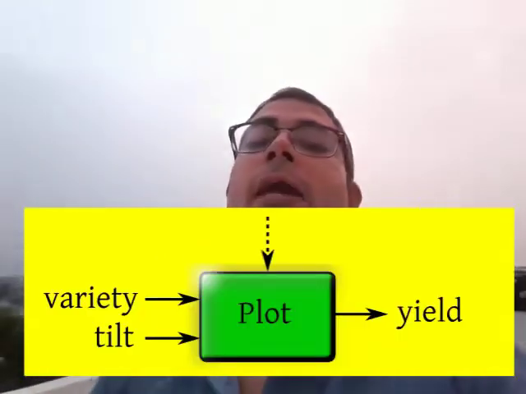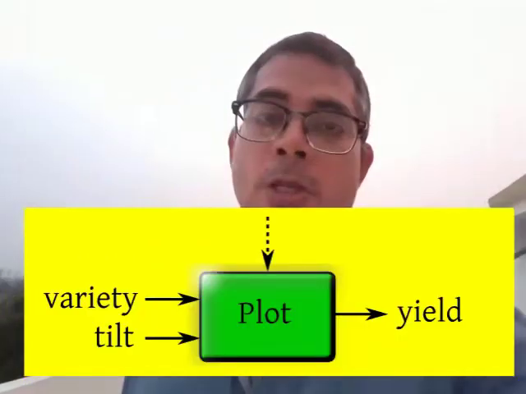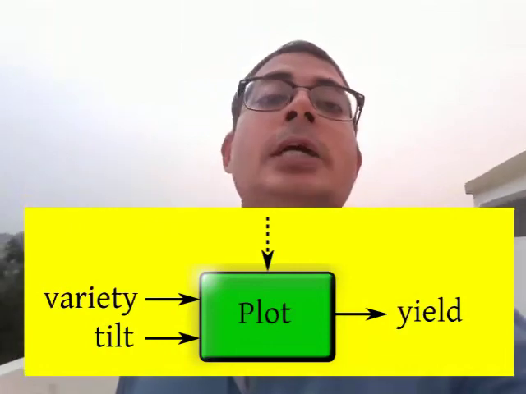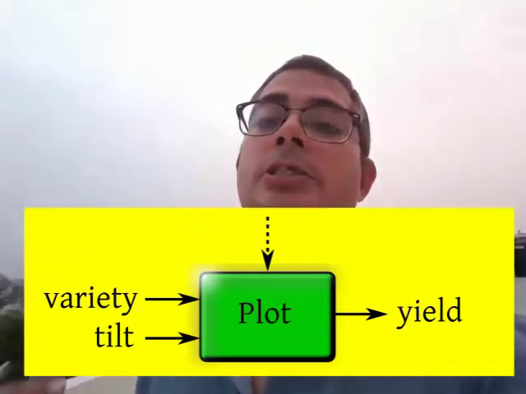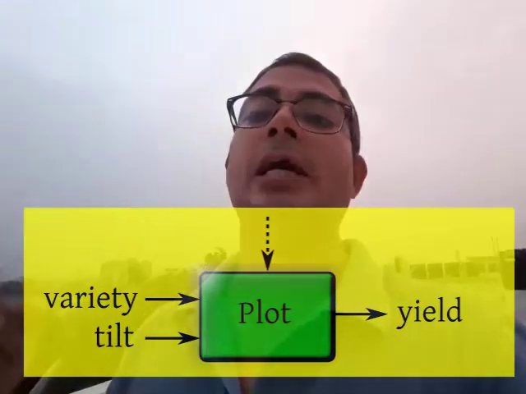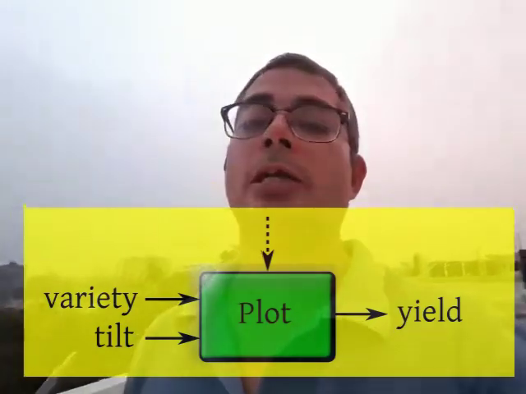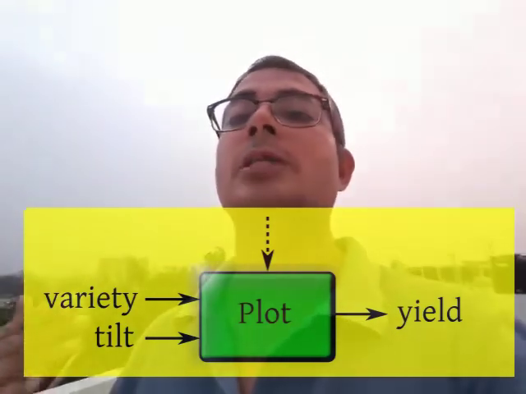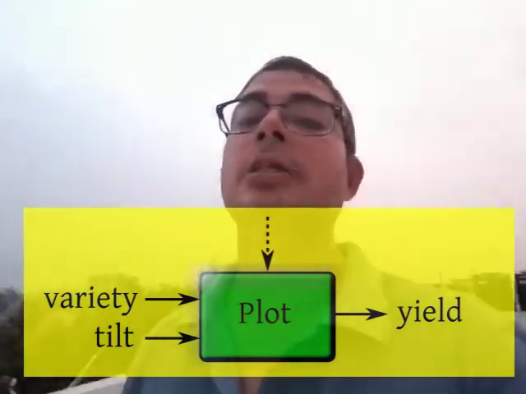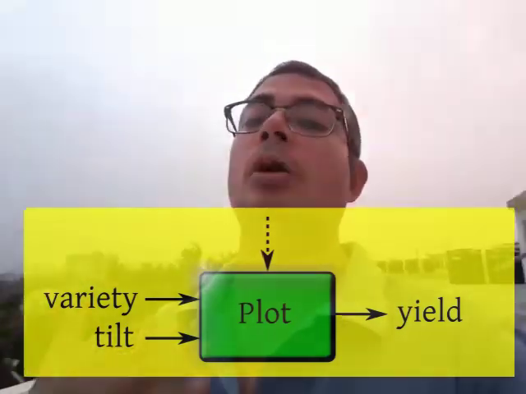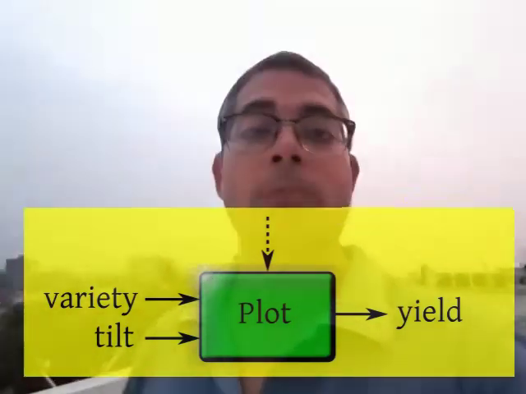The example that we saw just now is one of a large class of problems where we have two inputs and one output, and both the inputs are categorical in nature, so they are variety and tilt. In this case, both were categorical. Variety had 3 levels and tilt had 2 levels for us, slope or plane, one continuous output, one random input.